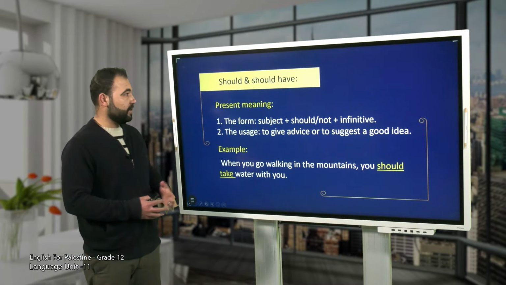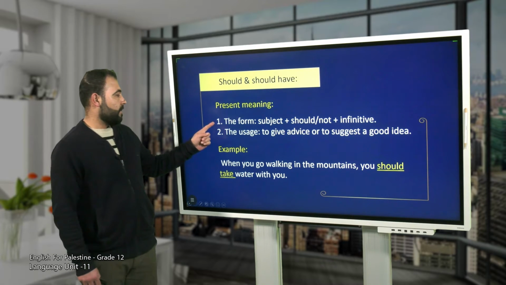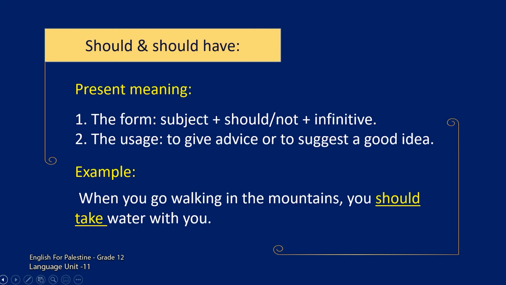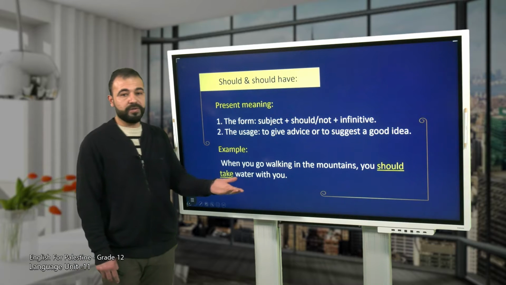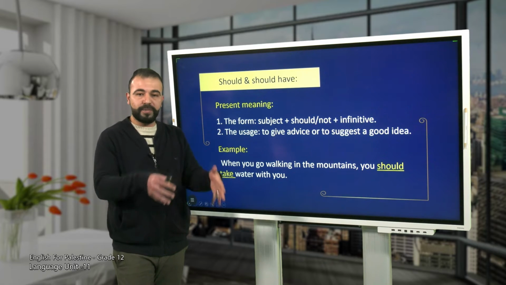Let's start with should and should have. The present meaning of should. The form: subject plus should or should not plus the infinitive form. And the usage of should in the present is to give advice or to suggest a good idea. Let's see this example. When you go walking in the mountains, you should take some water with you. When you go walking, you should take. It's a piece of advice which is related to the present time.